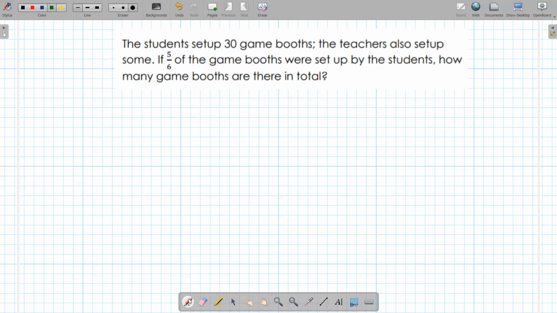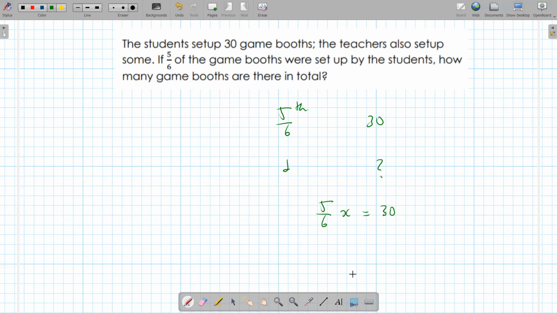It's asking us how many in total. Here, look at this. 5/6 is 30. The question is, 1 is how much? 5/6 of the total is 30. So you can actually turn this into an equation. 5/6 of the total, we can call it x, equals 30, right?